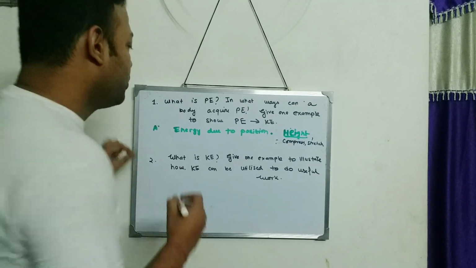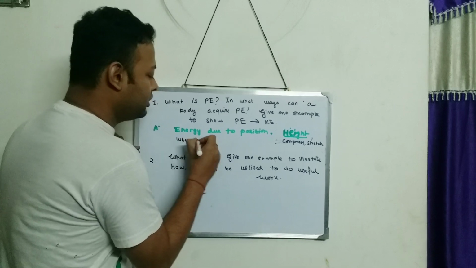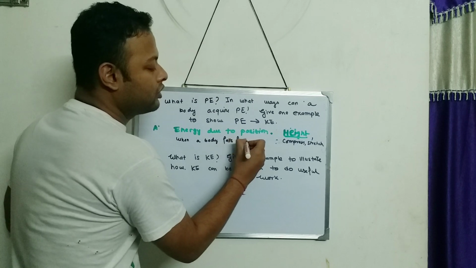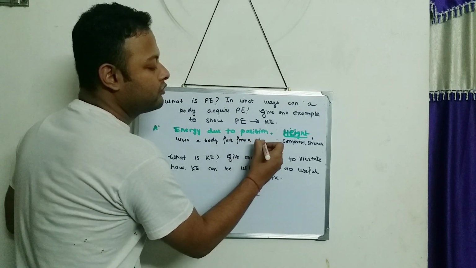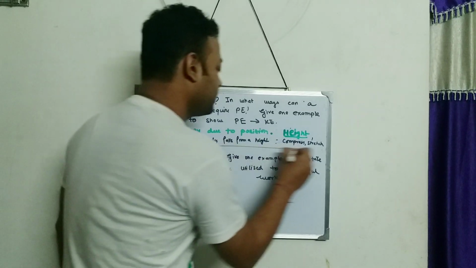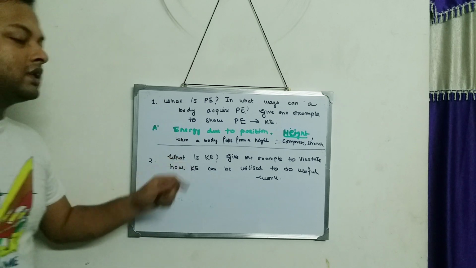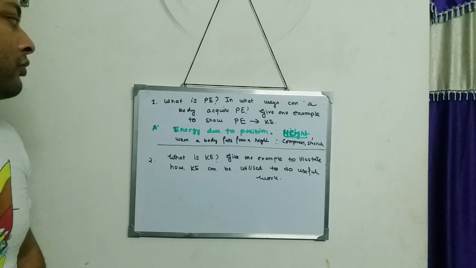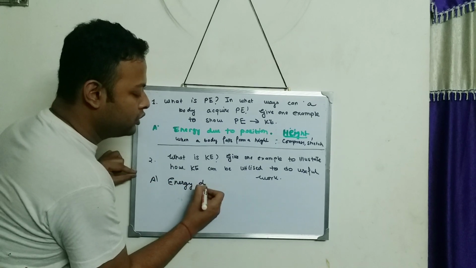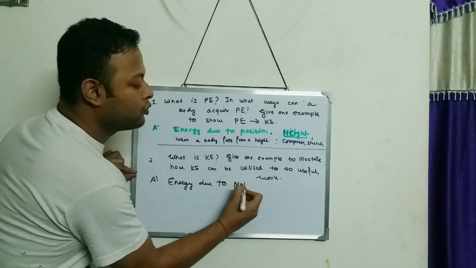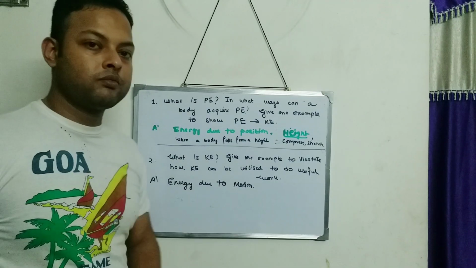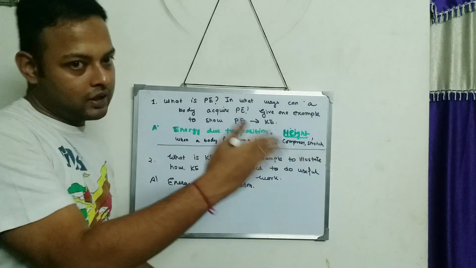So I can say what? When a body falls from a certain height, all the potential energy gets converted into kinetic energy. Now the second question, what is kinetic energy? The energy acquired by the body due to motion is called kinetic energy. Okay, if it's motion, kinetic energy.